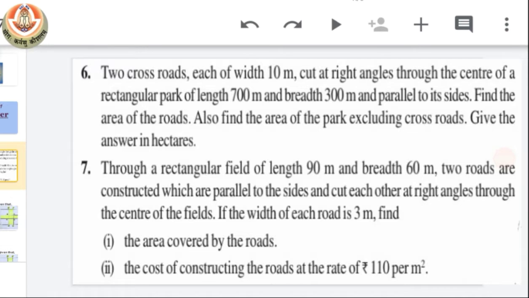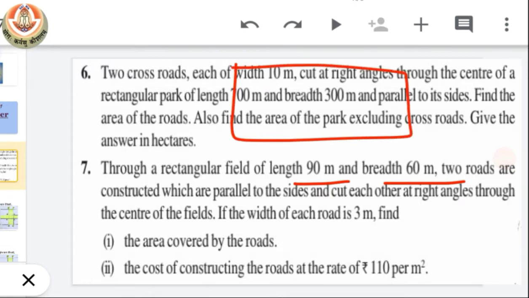Through a rectangular field of length 9 meter and breadth 60 meter, two roads are constructed which are parallel to the sides and cut each other at right angle through the center of the field.